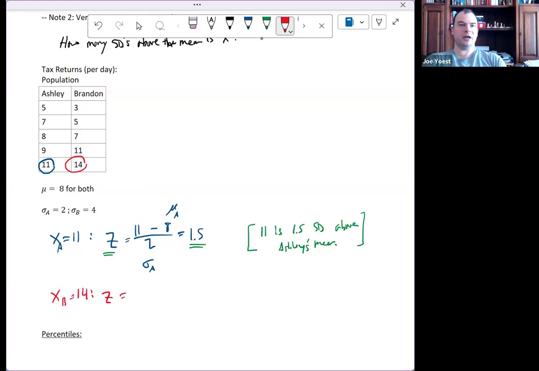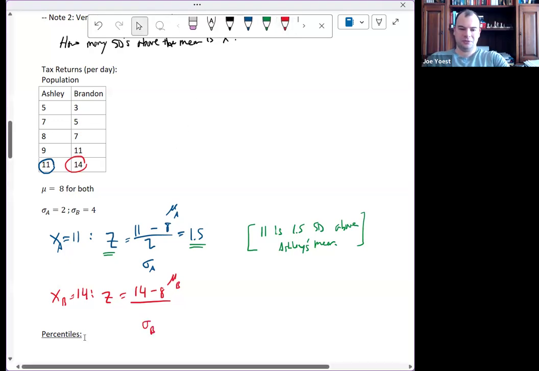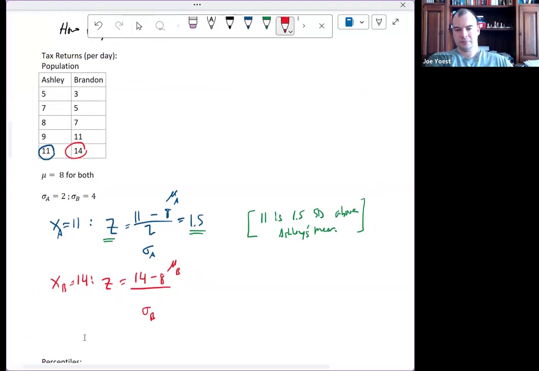What's the z-score for Brandon's data value 14? So we take 14 minus Brandon's mean of 8. Brandon's mean is the same, 8. But Brandon's standard deviation is 4. We get 6/4, or also 1.5. So 14 is 1.5 standard deviations above Brandon's mean.